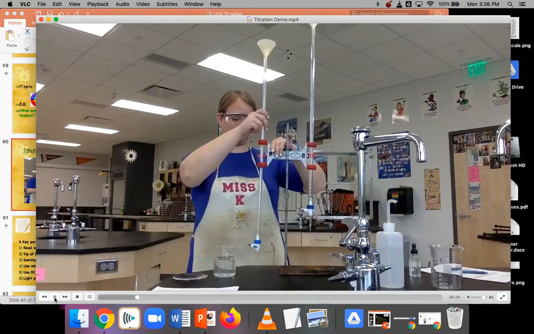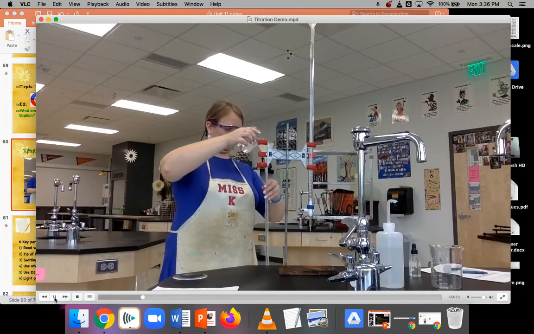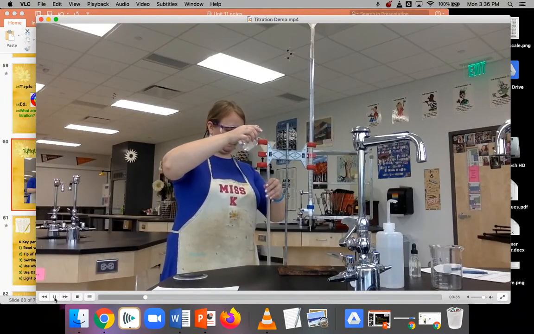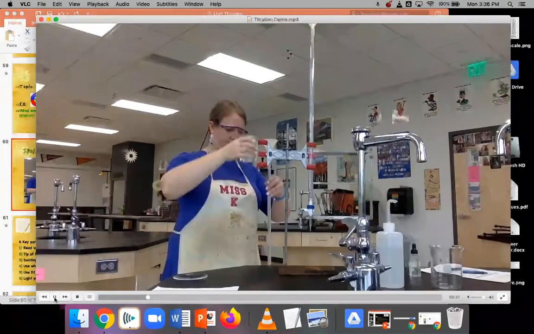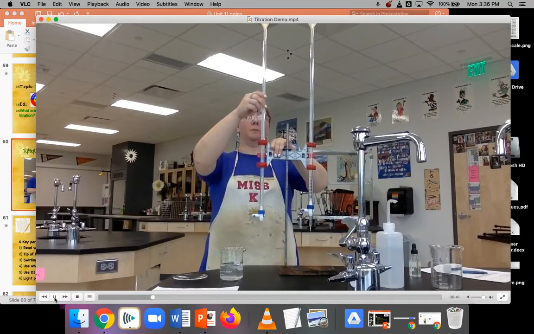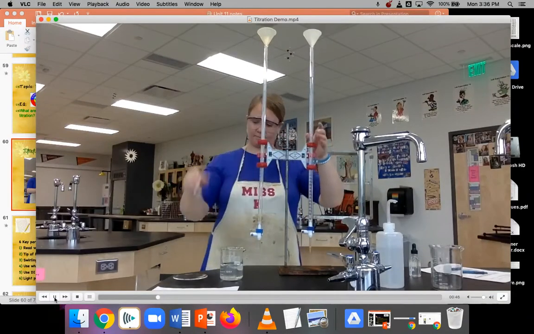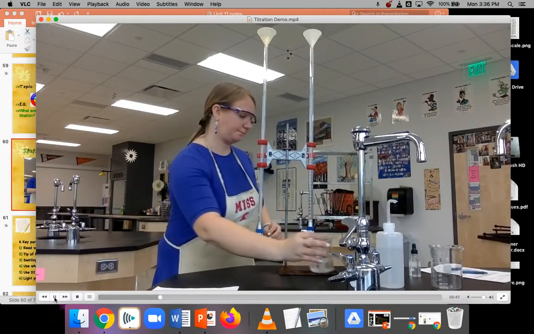Now this is the same thing I do with my base. I pour in slowly. I take it down so that I'm not pouring above my head. I go slowly so I don't spill. And I get my base burette pretty much set up. All right, so I've got some acid solution. I have some base solution. I'm ready to start getting some data.